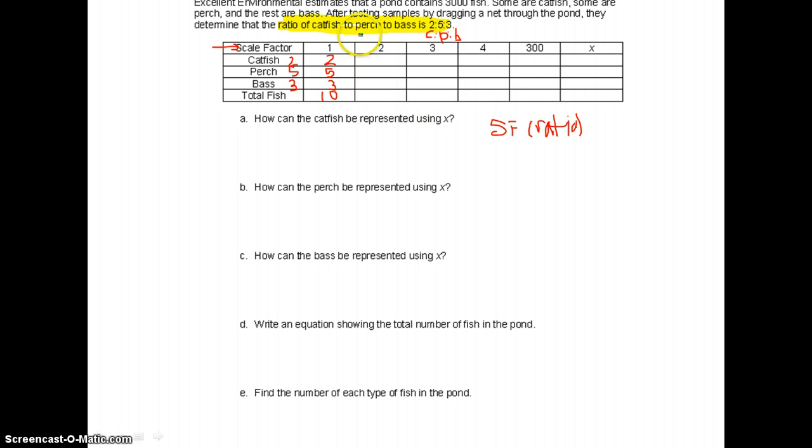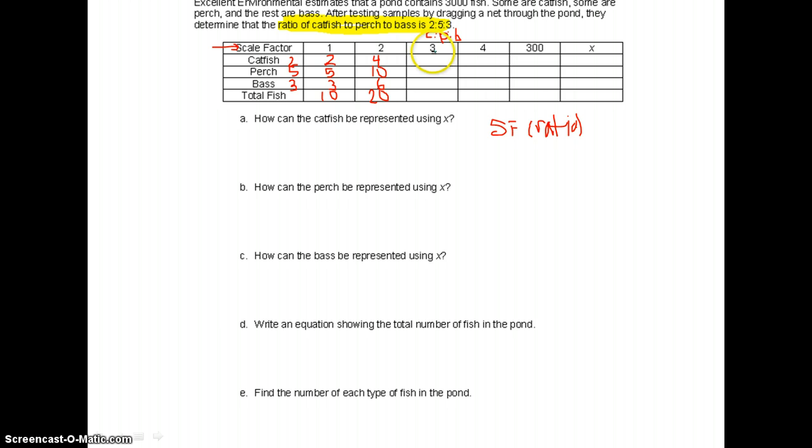Okay? So now if we have a scale factor of 2, we're going to take these and multiply them by 2. So 2 times 2 gives us 4, 2 times 5 gives us 10, and 2 times 3 gives us 6. That will give us a total of 20 fish, because all we did is add 4 plus 10 plus 6, which gives us 20. And over here, all we did was add 2 plus 5 plus 3, which gave us 10.